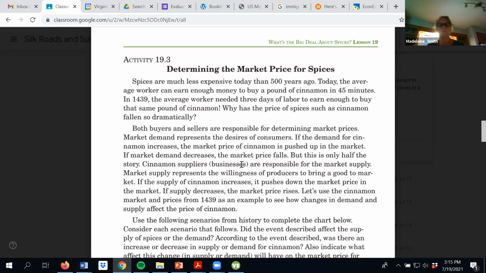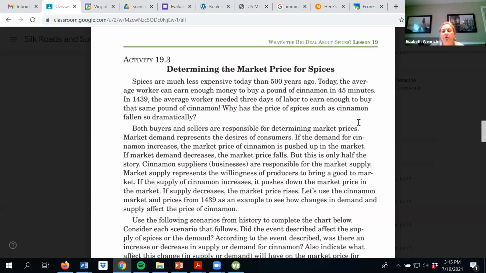All right, determining the market price for spices. Spices are much less expensive today than 500 years ago. Today, the average worker can earn enough money to buy a pound of cinnamon in 45 minutes. In 1439, the average worker needed to work 3 days of labor to earn enough to buy that same pound of cinnamon. Why has the price of spices such as cinnamon fallen so dramatically?